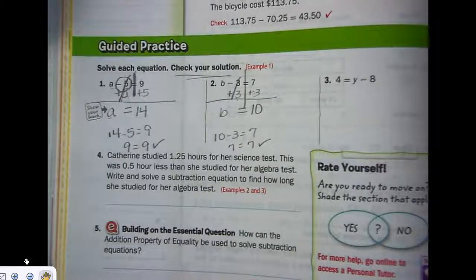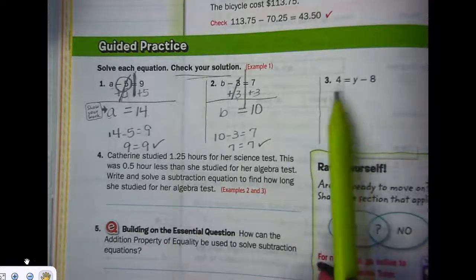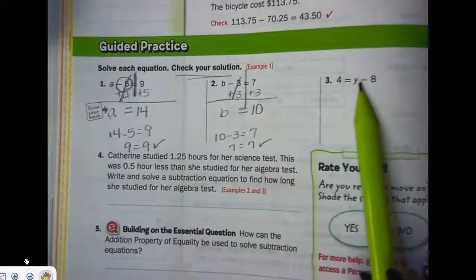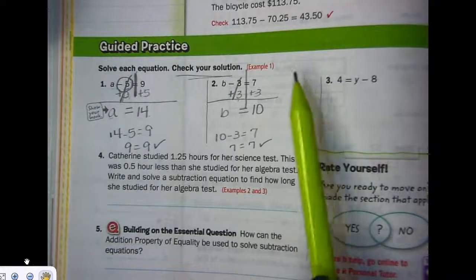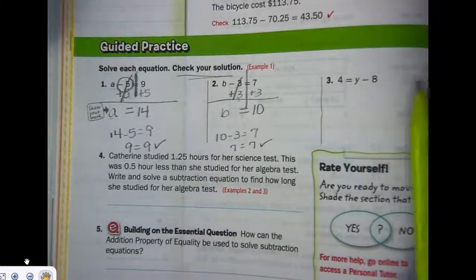All right, number 3 looks a little bit different. Why does it look different? Talon. It's reversed. Over here we have 4. 4 equals a number minus 8. It doesn't matter. The math is the same. What's happening over here has to be the same as what's happening over here. They have to equal each other.